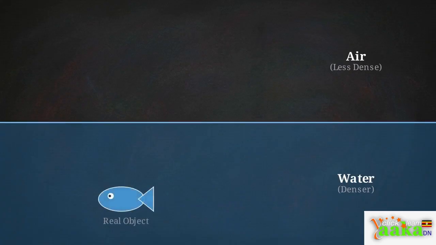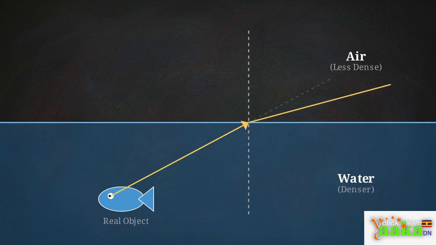As light travels from the submerged fish through the denser water and hits the boundary of the less dense air, it speeds up and bends its trajectory. This bending of light as it changes optical mediums is called refraction.